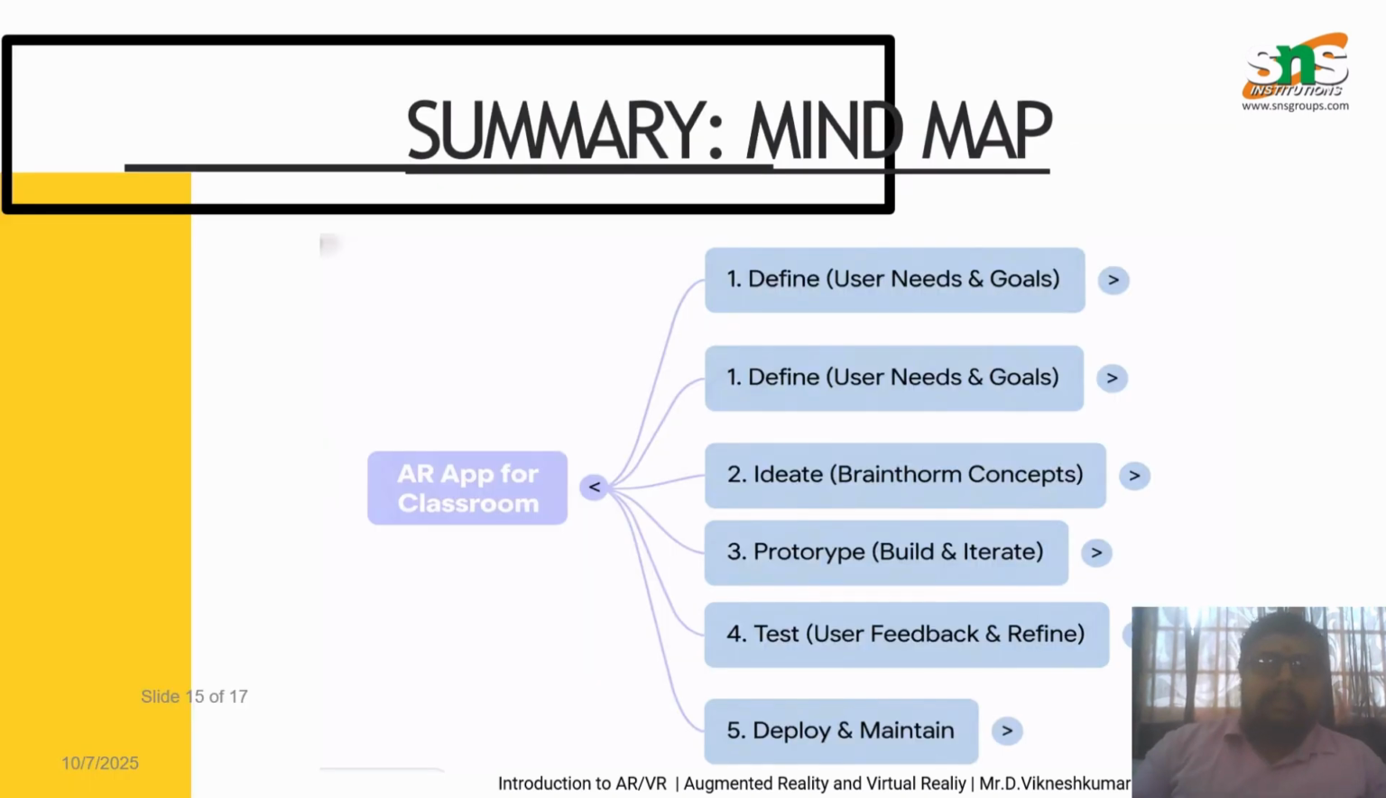Okay, this is the summary mind map. Define is based on the user needs and goals. Next, you have ideate. Ideate is based on brainstorming and concepts. Next, you have prototype, based on build and iterate. Next, you have test, feedback, and refinement. Next, deploy and maintenance will be there.